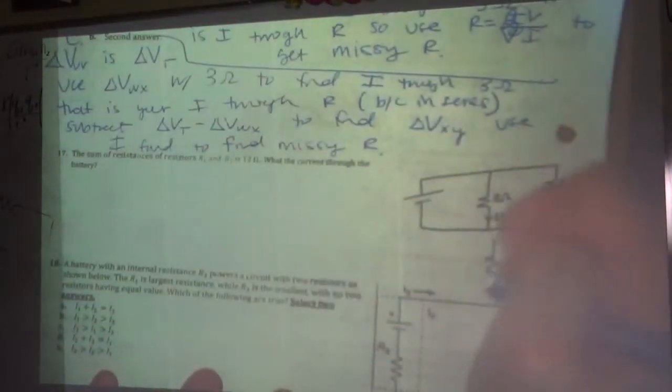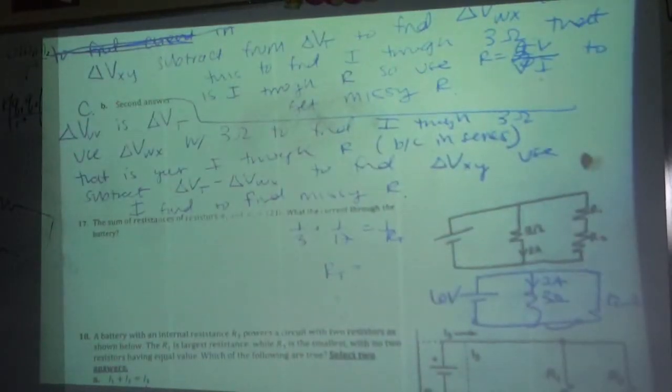Alright, 17. The sum of resistances of 1 and 2 are 12 ohms. This is like a 3 and a 12 ohm. Wow, these are getting worse and worse. And then this right here is 2 amps. So then I can find the total voltage, because this voltage drop is 6 volts, which is also this voltage drop. The current through the battery, so I would find our total.